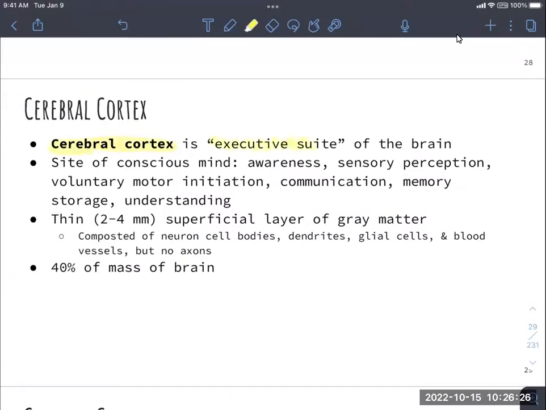This cerebral cortex, it's called or known as the executive suite because it does everything for the body. Because it makes you aware of what's going on around you. It lets you feel things. It lets you move. It lets you talk. It lets you remember what you're learning in class. And it lets you understand what's going on around you, what you're learning. Your cerebral cortex does everything for the body that allows you to be who you are.